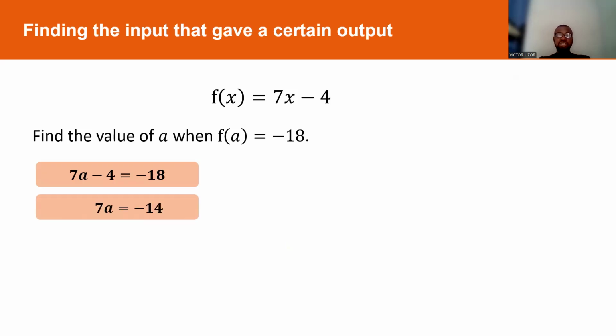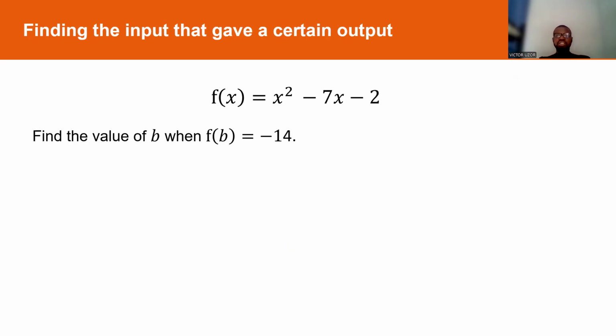So when you do it, you take negative 4 to the other side, and it becomes positive 4. So negative 4 plus negative 18 will give you negative 14. That's why we're able to get negative 14. Divide both sides by 7 and get your negative 2. Very easy.